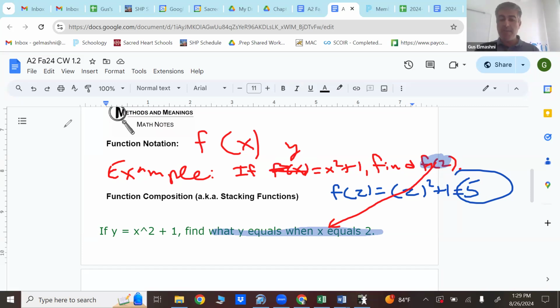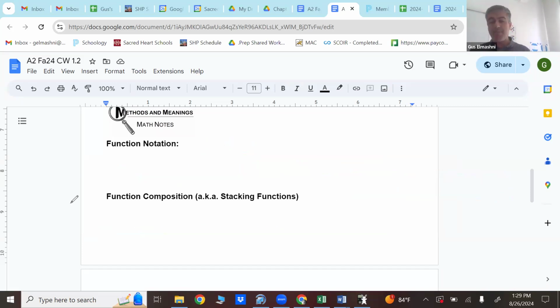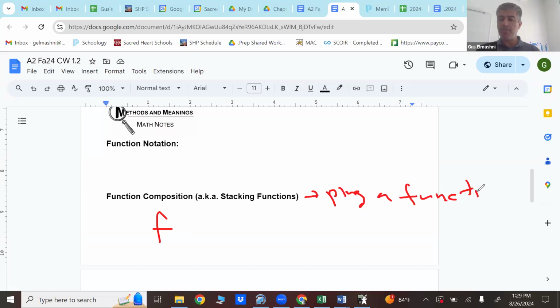And then for composite functions, that's something that's going to be a big deal in pre-calculus and calculus much later on. But composite means when you plug a function into another function. So it's kind of like the function machines we just did.